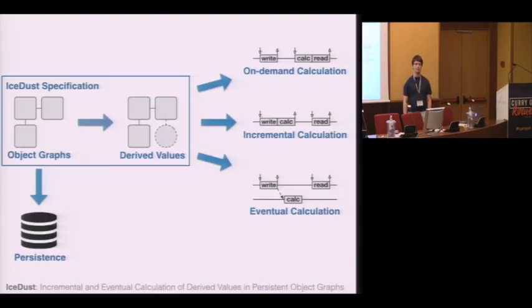Hello. I'm just wondering what happens when writes to the base values happen at a much higher rate than the calculations can propagate through the graph. So is eventual calculation the way to go there? Yes. Okay, thank you.